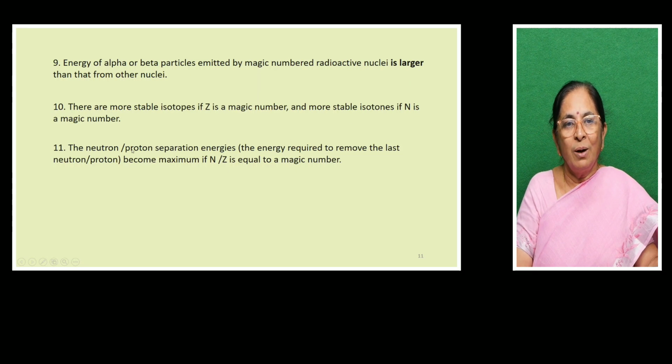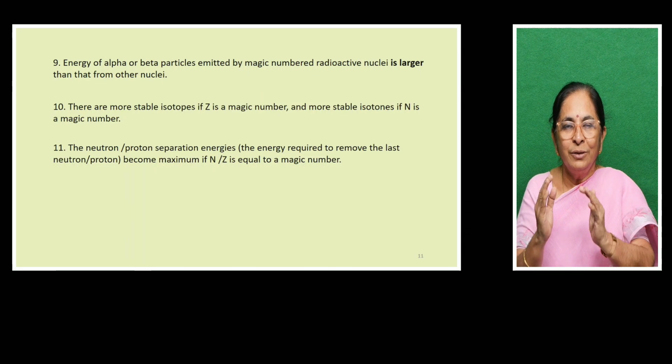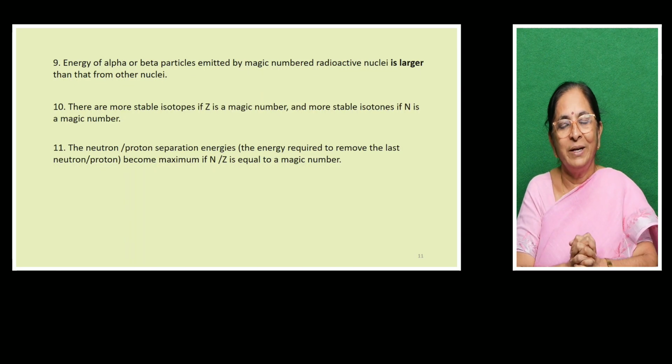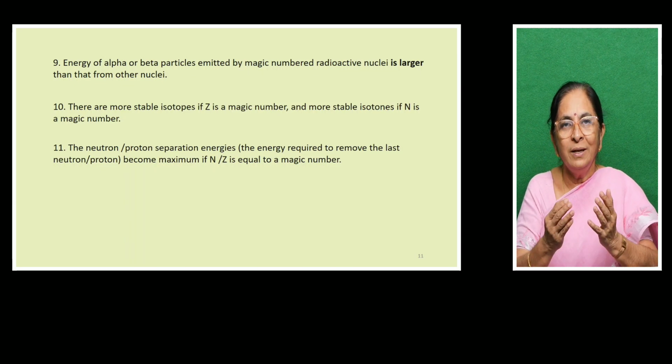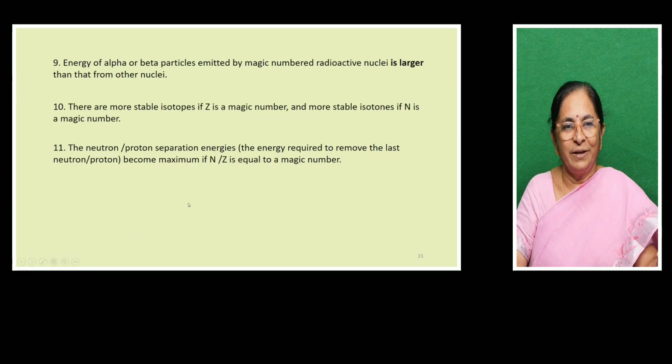The neutron or proton separation energies. What is separation energy? The energy required to remove a neutron or proton from the nucleus of the element becomes maximum if the neutron or proton number is equal to a magic number. Already we said, if the proton number or neutron number is equal to a magic number, that element will have higher stability. So you need more energy to remove a proton or a neutron from such nuclei.